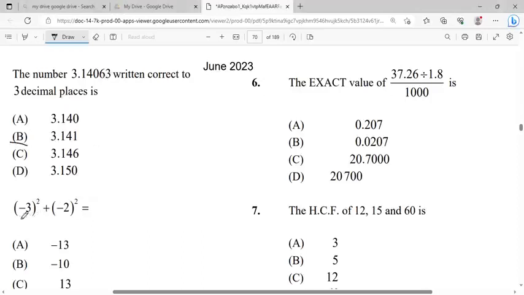All right, it says negative 3 squared plus negative 2 squared. So guys, basically we know that when we square a number, it becomes positive. So all we're doing is just square both negative 3 and negative 2, and then we add them. All right, and that will give us our answer. 3 times 3 is 9, and 2 times 2 is 4. So our answer would be 13.